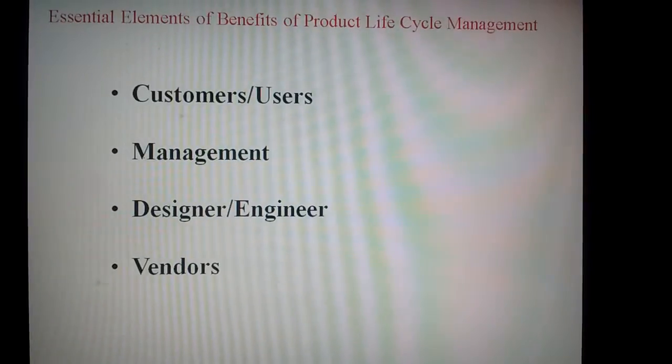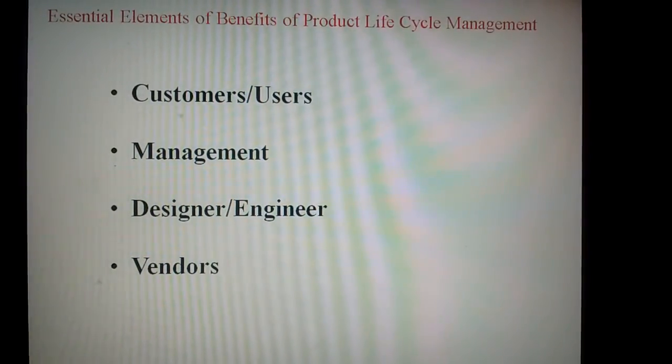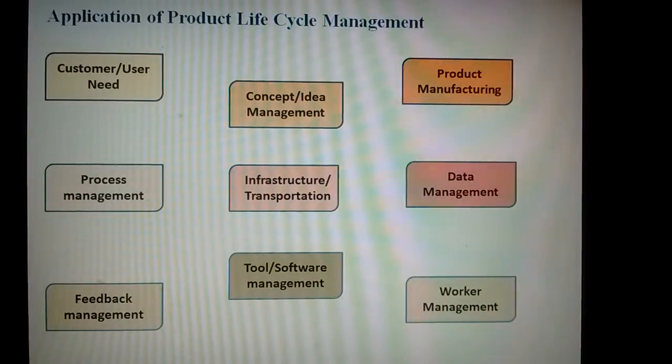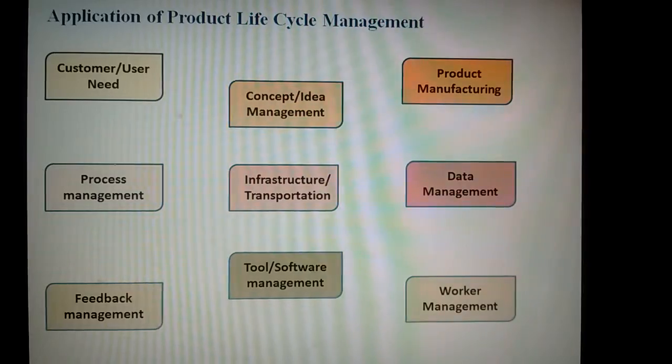And then vendors. The vendor again has a main and essential role in this product life cycle. If the vendor does not properly manufacture that product based on the dimensions and materials within the limits, then again it is difficult to launch the products in the markets. So there are a few essential elements for the product life cycle: customers, users, management, designers, engineers, and the vendors. Then the different applications of product life cycle management are present in various industries.